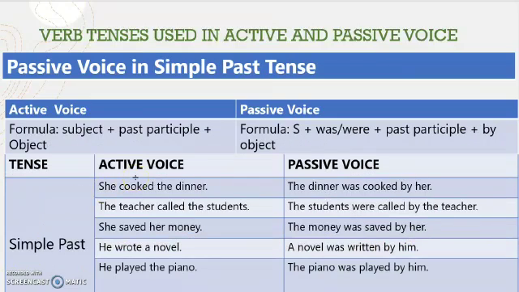Next one, passive voice in simple past tense. The formula in active voice is the subject plus past participle plus object. And the formula with passive voice is subject plus was or were plus past participle plus by object. In simple past tense, the active voice is she cooked the dinner. In passive voice, the dinner was cooked by her.